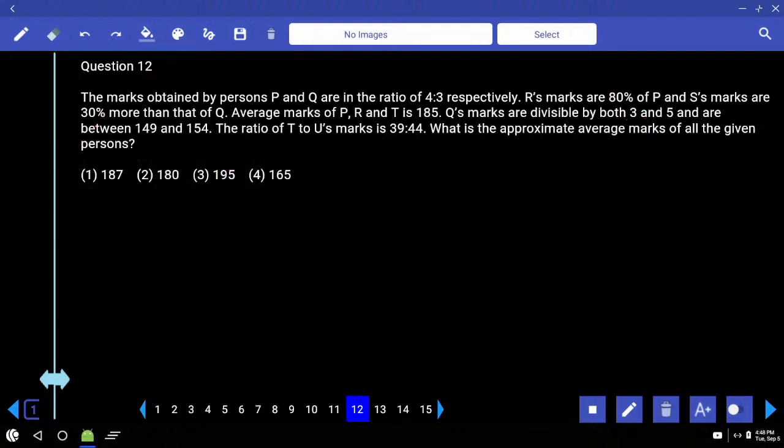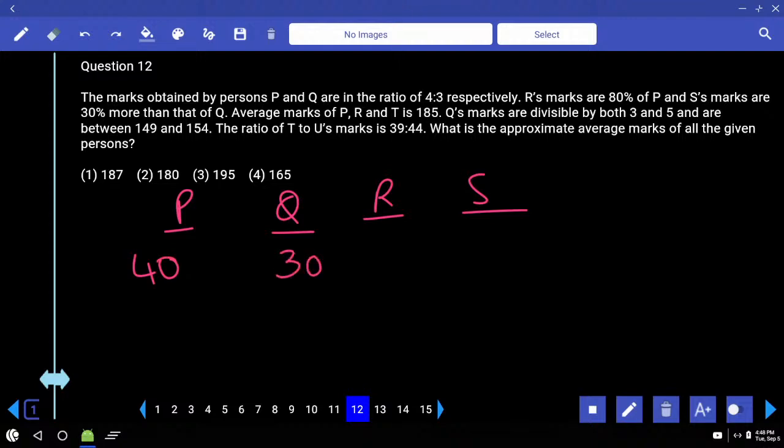The marks obtained by persons P and Q are in the ratio 4:3. R marks are 80% of P and S marks are 30% more than that of Q. P, Q, R, S. Let us consider 40 and 30. 80% of P, R is 32, and S is 30% more than Q, that is 39, isn't it? Average marks of P, R and T is 185, T is included here. Let us consider X and X.